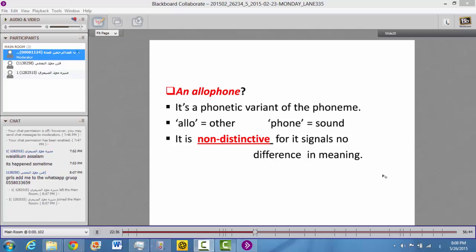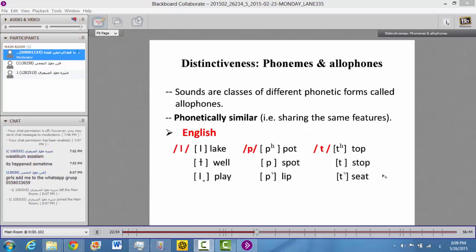To simply define this term, we can say it's a phonetic variant of the phoneme. It doesn't have a distinctive function like a phoneme. In meaning, it does not signal a difference in meaning. The allophones, which are the variants of the phoneme, are phonetically similar, meaning they share the same features.